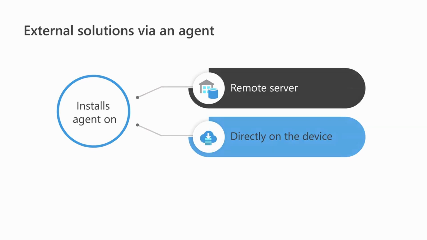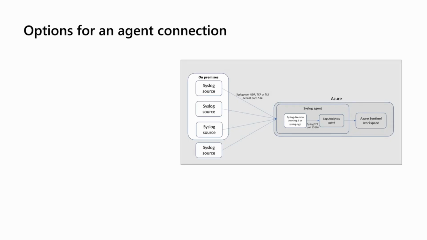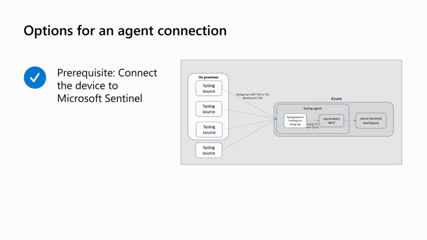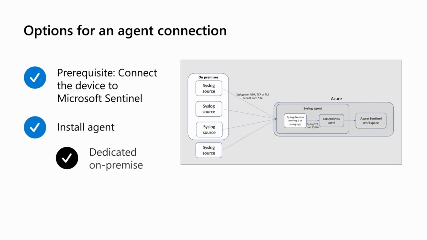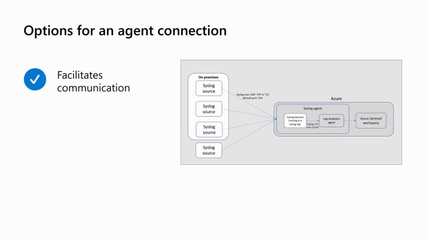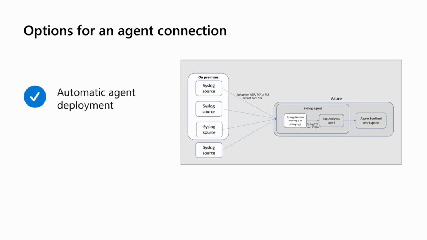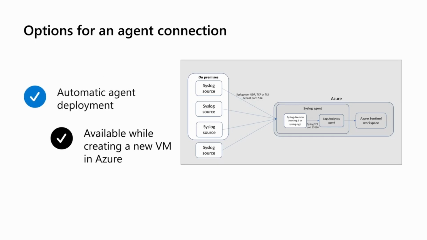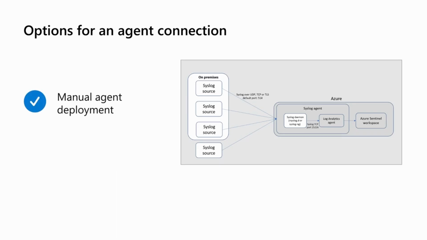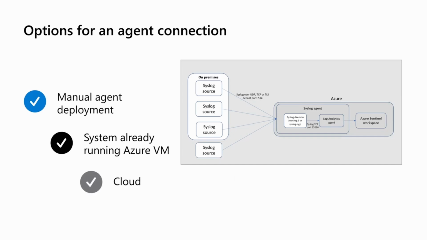Next, let's look at the agent connection options. The first prerequisite is connecting your device to Microsoft Sentinel. You must install the agent on a dedicated on-premises or virtual machine, or VM, to facilitate communication between your external device and Microsoft Sentinel. You can automatically deploy the agent if your dedicated machine is a new VM in Azure that you are creating. However, you can manually deploy the agent on a system already running an Azure VM in another cloud or on-premises.